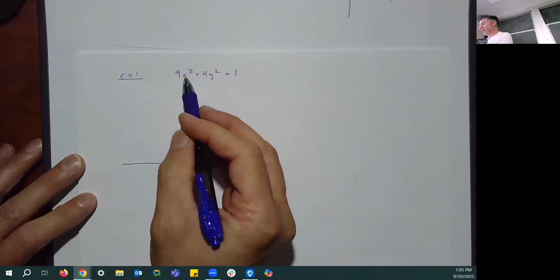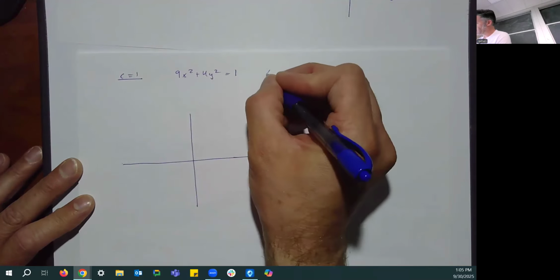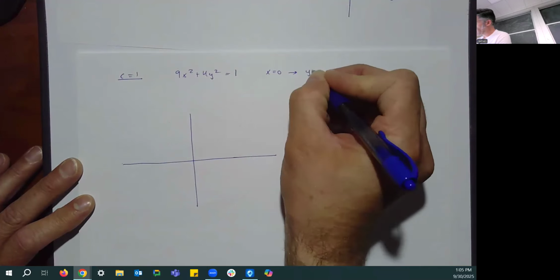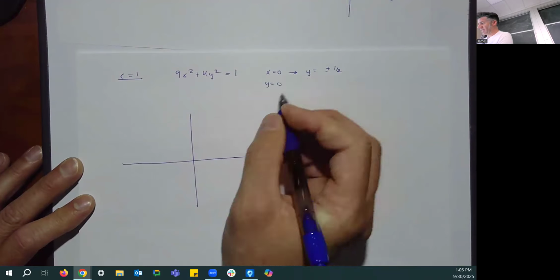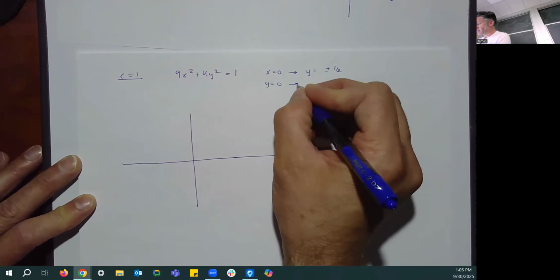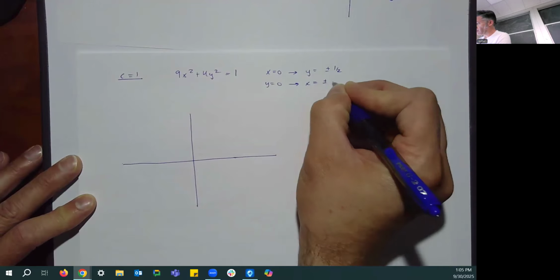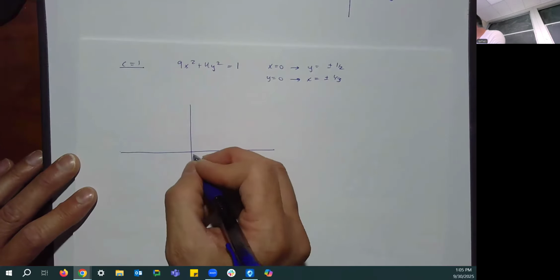So if I set x equal to 0, I'm going to get y equal to plus or minus 1/2. If I set y equal to 0, I'm going to get 9x squared equal to 1, x squared equal to 1/9, x equal to plus or minus 1/3. Not starting off with great values, I feel like here. So it's going to be a very small oval.